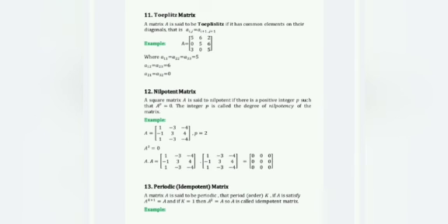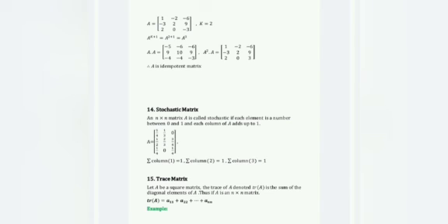Periodic matrix. A matrix A is said to be periodic with period k if A satisfies A to the power k plus 1 is equal to A, and if k is equal to 1 then A square is equal to A. So A is called an idempotent matrix. 14th one, stochastic matrix. An n into n matrix A is called stochastic if each element is a number between 0 and 1 and each column of A adds up to 1. This is known as a stochastic matrix.